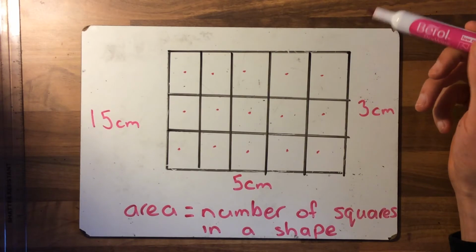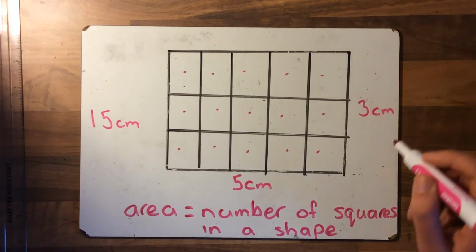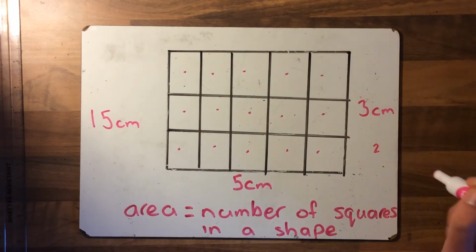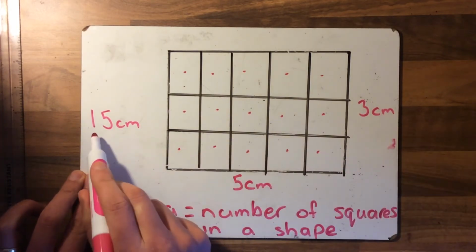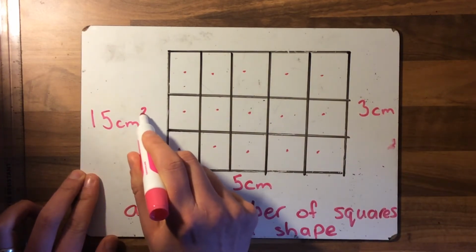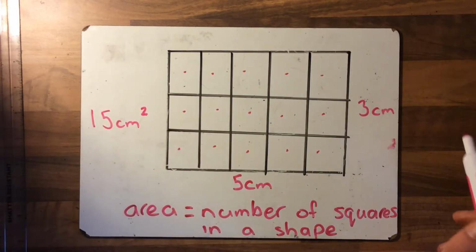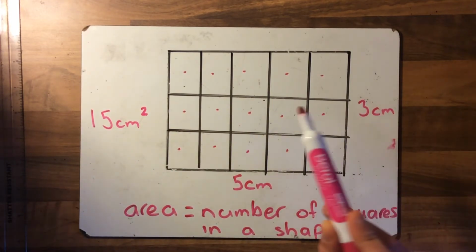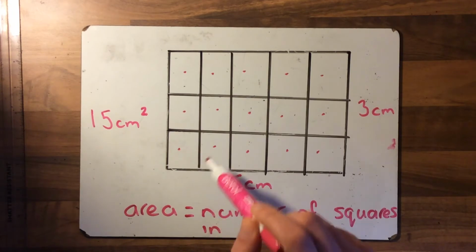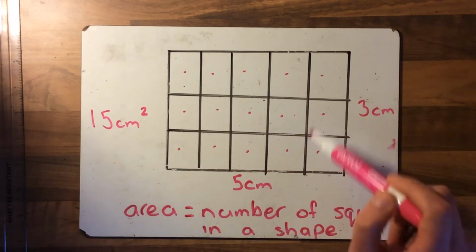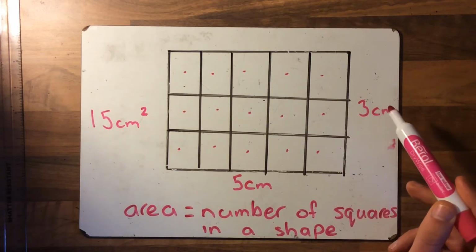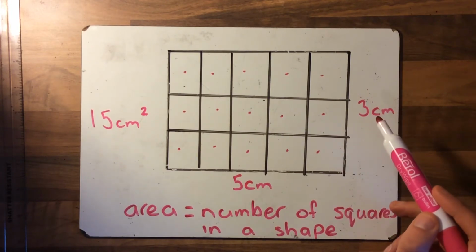And when we talk about squared numbers, we talk about having the number with this little 2 next to it, don't we? So if we were to write this answer, we would write 15 centimetres squared, because it's essentially saying that there are 15 centimetre squares within this shape. So it's 15 centimetres squared. That's how we would work that out to get to the answer of that.